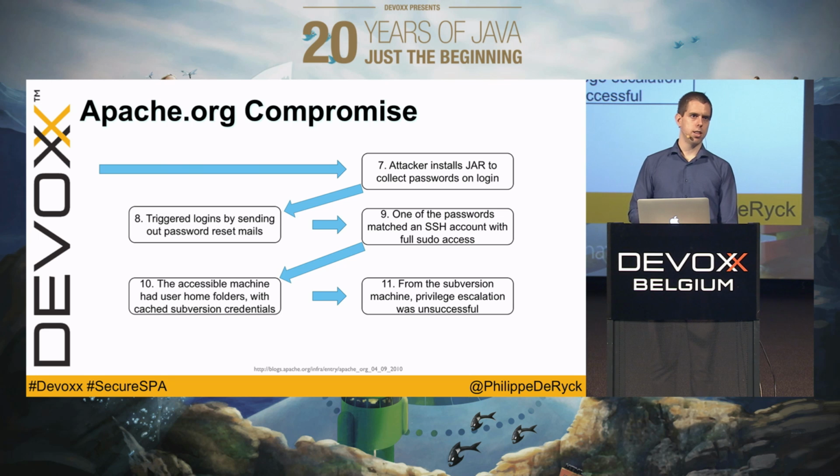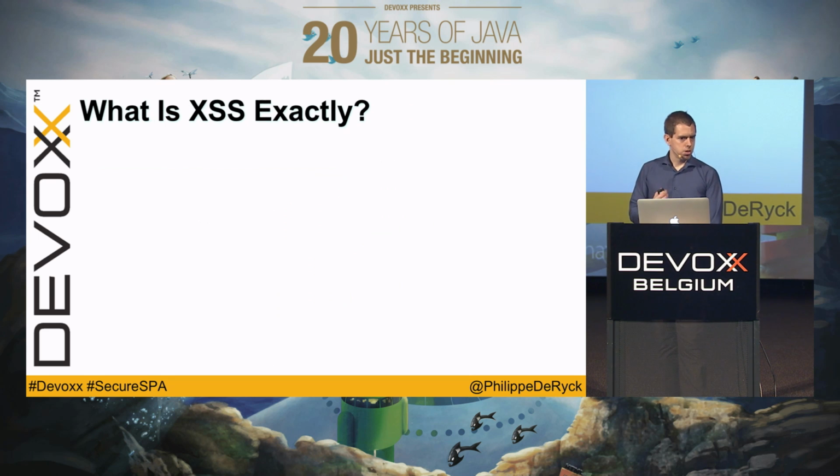And if you have looked at Apache.org, it's not only the Apache web server, they host a lot of code. And all of this happened because of a cross-site scripting vulnerability, a reflected cross-site scripting vulnerability, which is often discarded as not really being that important. So this is a warning. Cross-site scripting is really, really, really dangerous. So let's talk about what cross-site scripting is exactly.